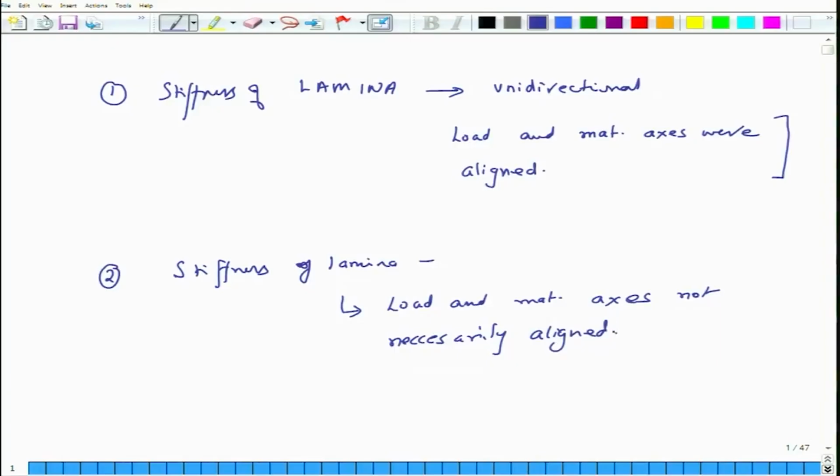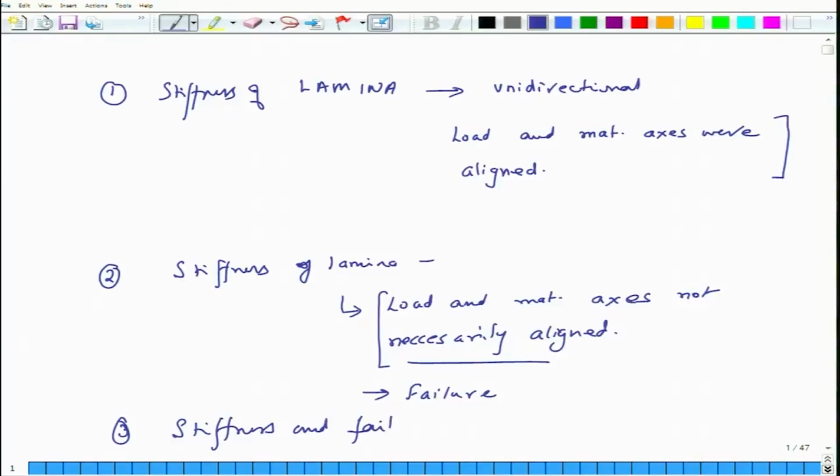So, this is what we learned over the last couple of weeks, and once we did that, we also evaluated how to predict failure in such situations. So, these are the two broad things we have learnt. The next step is the stiffness and failure of laminates. This is what we will focus on.